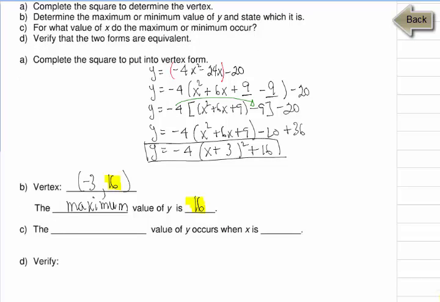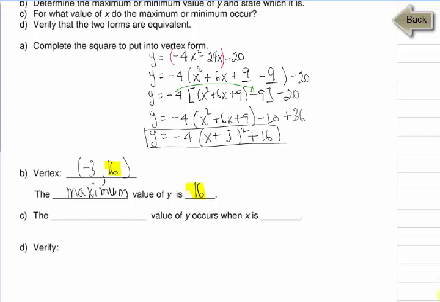Okay, when does that maximum value of y occur? The maximum value of y occurs when x is -3. So that number should correspond to your x coordinate of your vertex. Okay, so we've answered B, determine the maximum or minimum value of y and state which it is, and we've also answered C, for what value of x do the maximum or minimum occur.